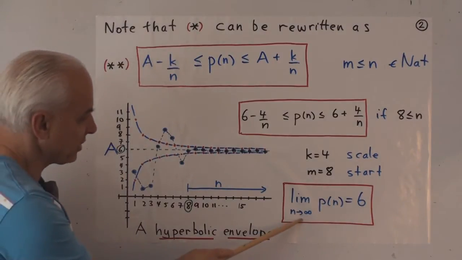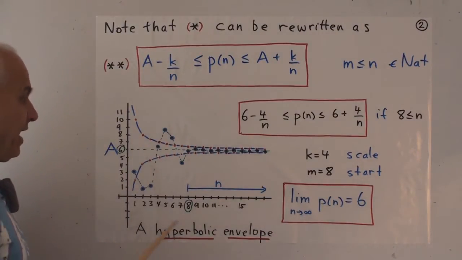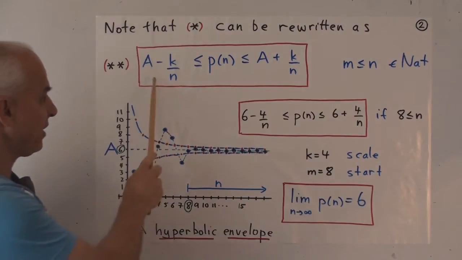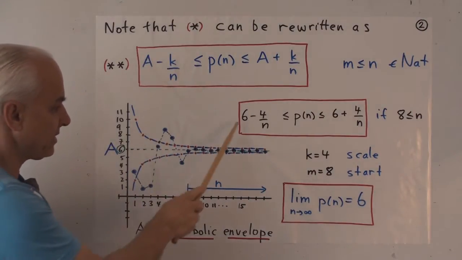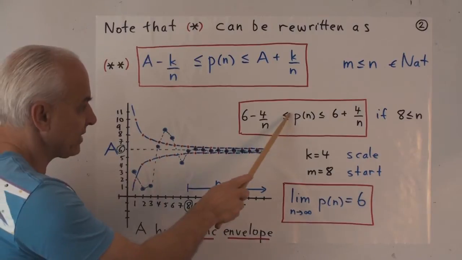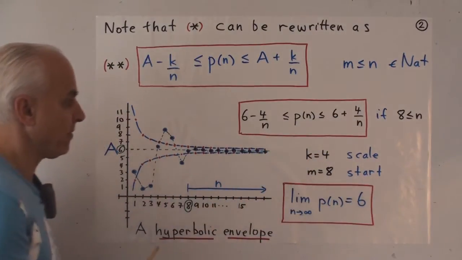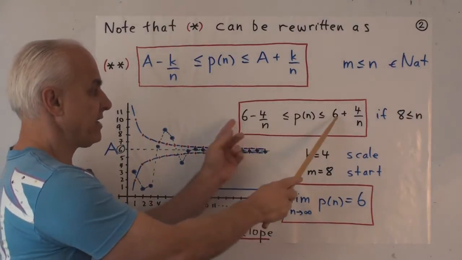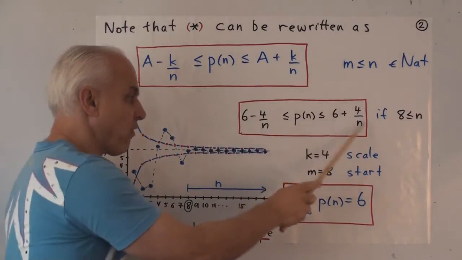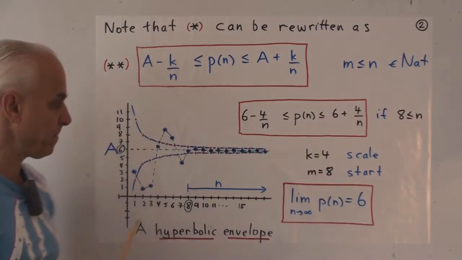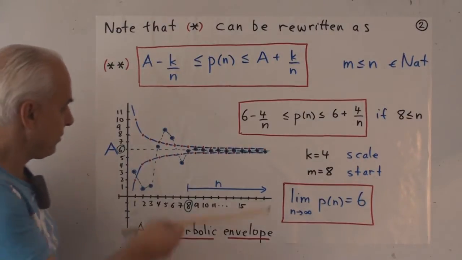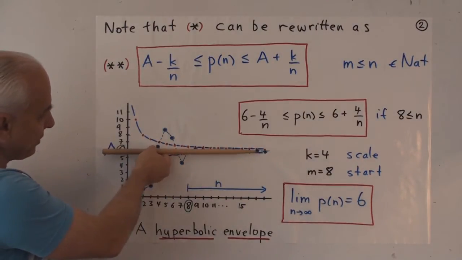So if we want to illustrate that, it means we have to find an m and a k so that this inequality is satisfied. That 6 minus 4 over n is less than or equal to P of n, which is less than or equal to 6 plus 4 over n. So in other words, P of n is sandwiched between 6 plus 4 over n and 6 minus 4 over n. And what that means geometrically, well, there's the value 6.